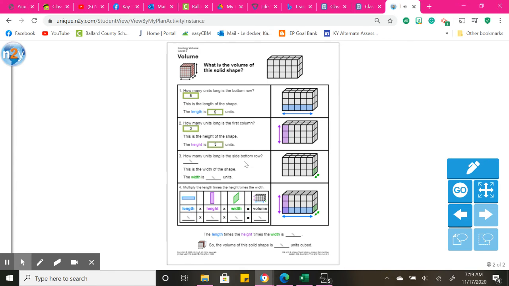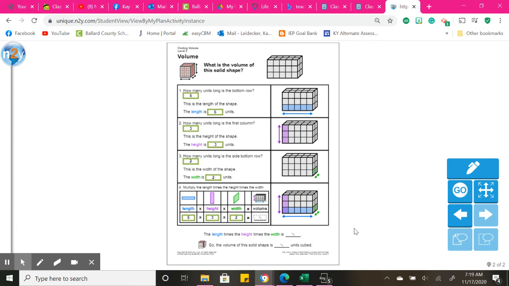How many units long is the side bottom row? 1, 2. So we look at the different sides that it's telling us to do. Also, it matches up the colors. So the width is 2. We know our length here is, I go up here to the blue, my length was 5. My height, purple, we counted 3. The width then was 1, 2, green was 2. So all I'm doing now is multiplying my length times height times my width.